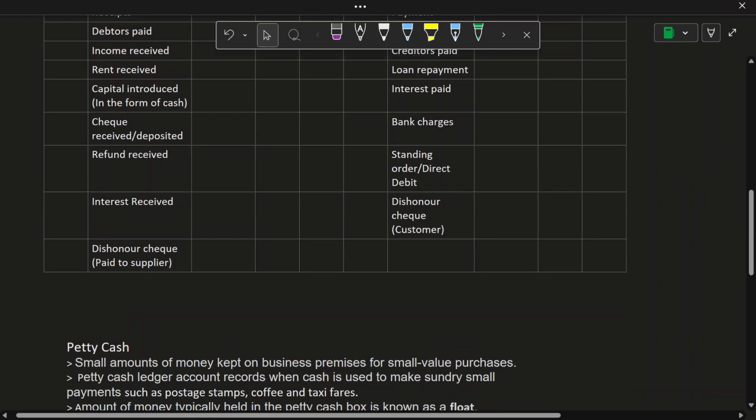Next up, we have our dishonored checks. There are two types of dishonored checks that may occur.